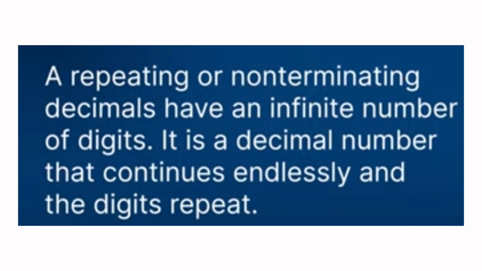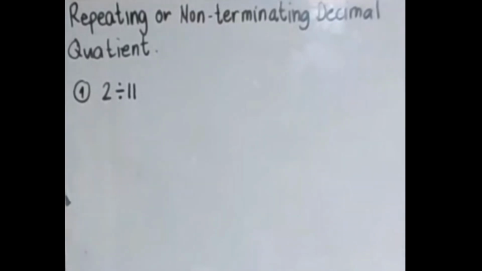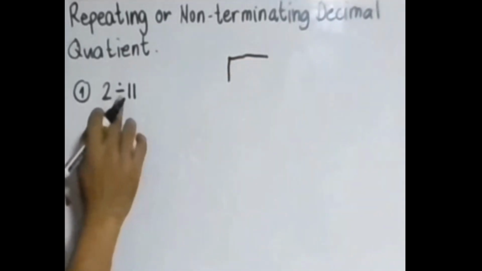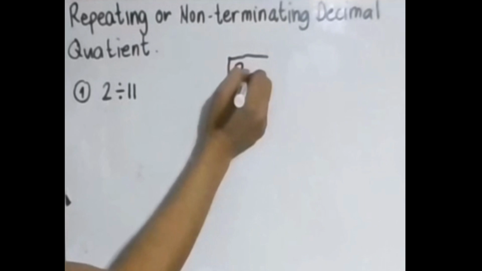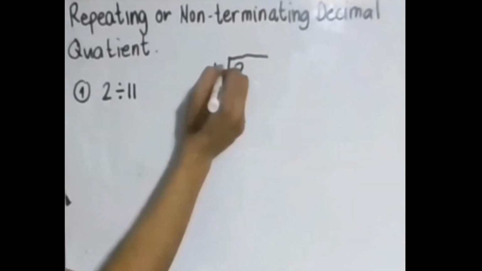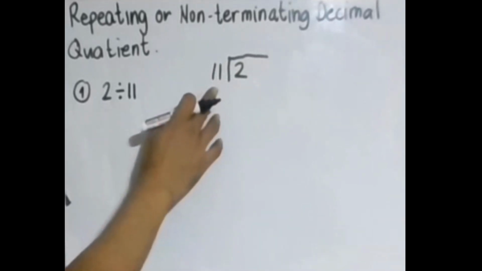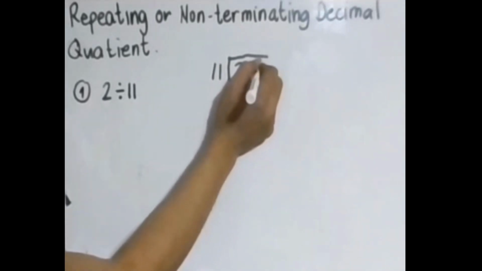A repeating or non-terminating decimal has an infinite number of digits. It is a decimal number that continues endlessly and the digits repeat. Now let us try this example. We have 2 divided by 11. So our dividend is 2 and our divisor is 11. Now, since our dividend is smaller than our divisor, we need to put a decimal point and add 0.